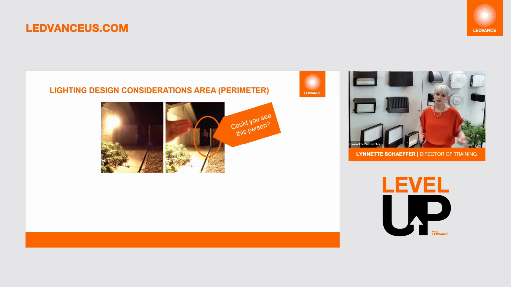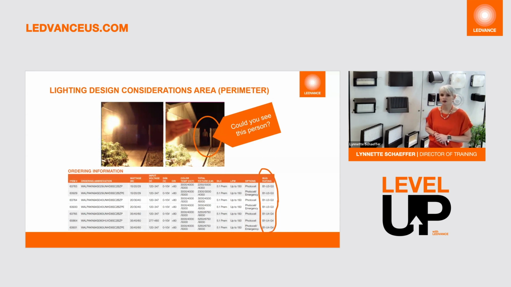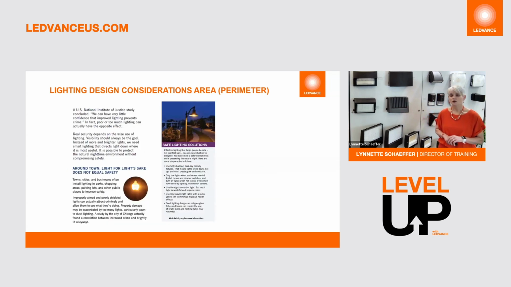So the question is, where do you find BUG ratings? Well, you just have to look at the spec sheet. Normally, you're going to find the BUG ratings on the spec sheet, whether it's a wall pack or an area light. So in summary, backlight, uplight, and glare are really important. So you've got to be sure you check your BUG ratings so you know that you're lighting the application with safety and security in mind, but also ensuring the space is lit with quality light.